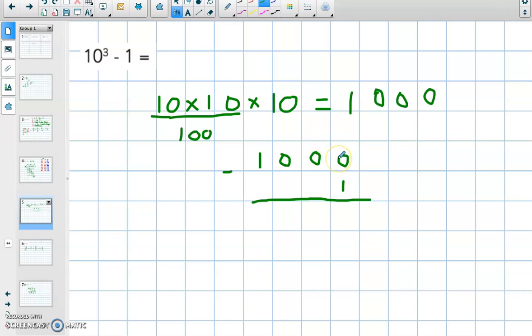You can do this a number of ways. I'm just going to show you using the formal method. A lot of you can just do this mentally by counting 1 back from 1,000, but using this one, 0 is smaller than 1, so I need to go next door. There's nothing to borrow next door. So I'll go to the next door neighbour. There's still nothing to borrow.